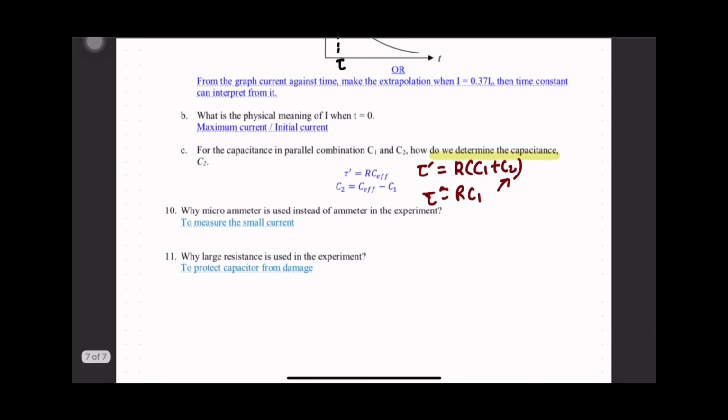Okay, next, why microammeter is used instead of ammeter in the experiment? Because to measure the small current. Okay, the current flowing is small. Okay, why large resistance used in the experiment? Because to protect capacitor from damage. Okay, because if too much current flows through the capacitor, it can be damaged.